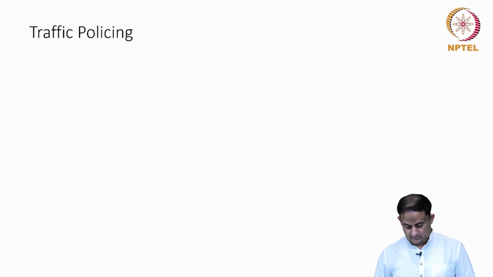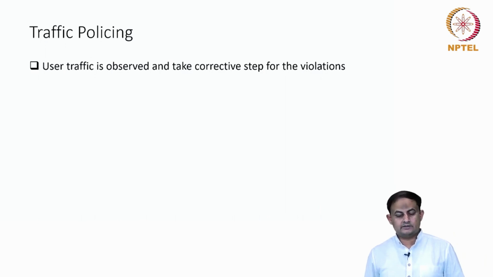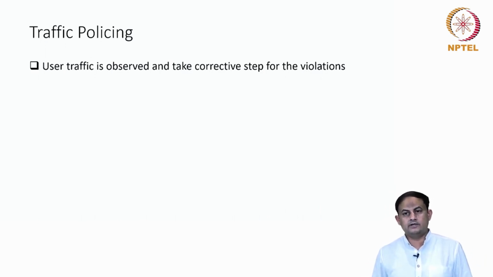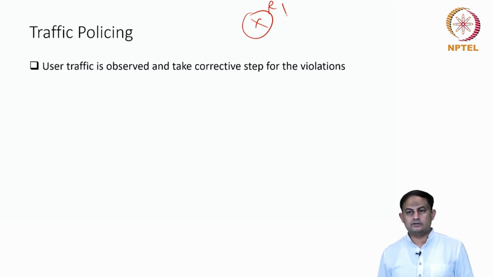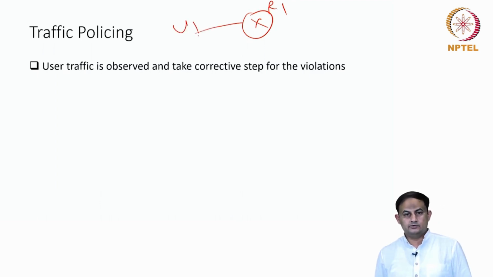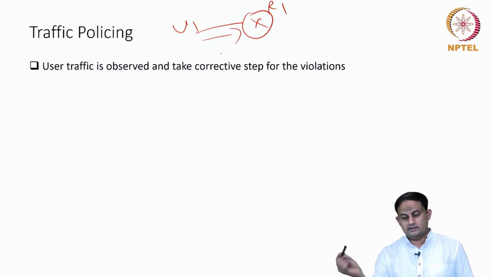Policing is required to make the end user traffic adhere to some agreed upon traffic rate. So, whenever the transmission rate violates the agreed upon transmission rate, you need to take policing actions. What I mean by that is, if we have a router, let me call this router R1, and there is a user, let me call that user U1. He is transmitting traffic to this router or to any other destination, and that is flowing through this router.